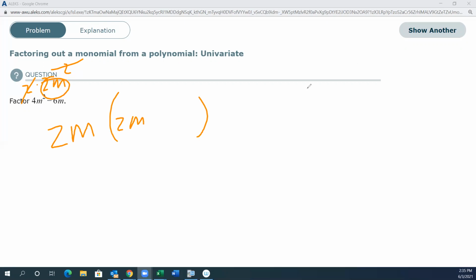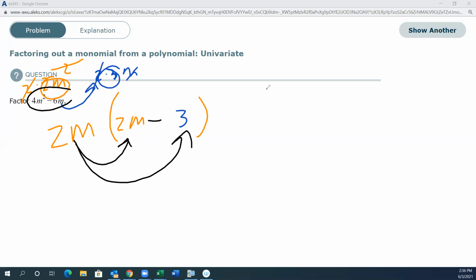Okay. And then on that 6M, that's 2 times 3 times M. So I'm pulling out 2 and M, and I'm just left with 3. So a 3. And because it was minus in the middle, it's still minus. And then that's it. Okay, and then I could multiply back through and see if I got what I started with, and that would be cool.